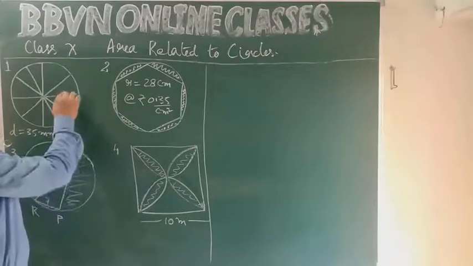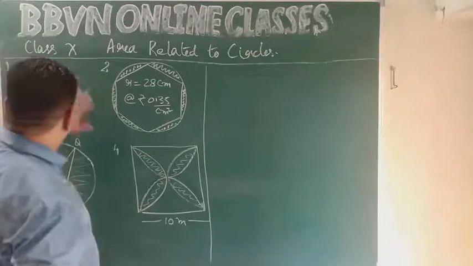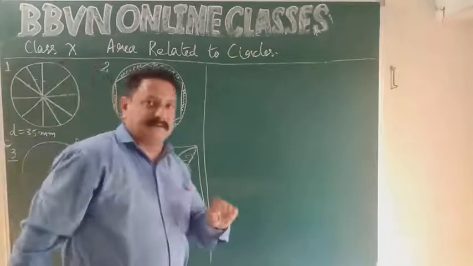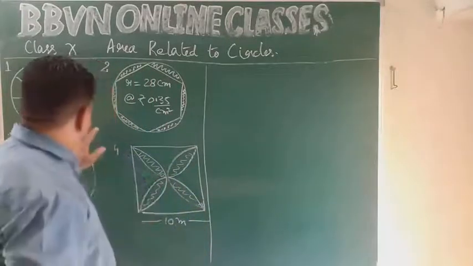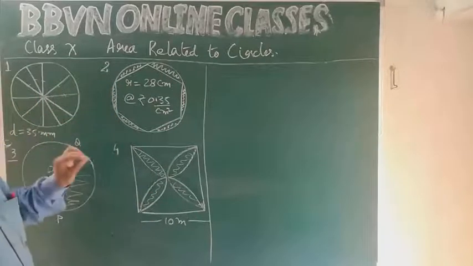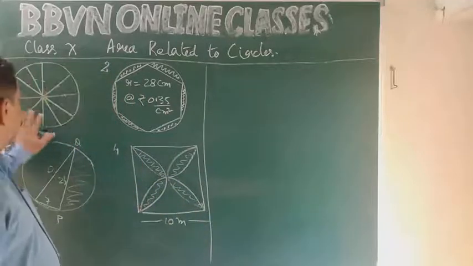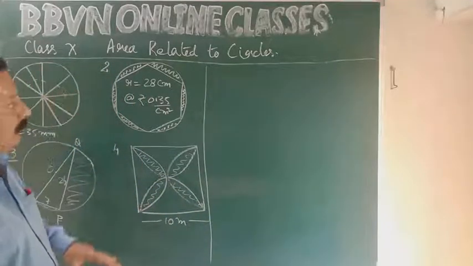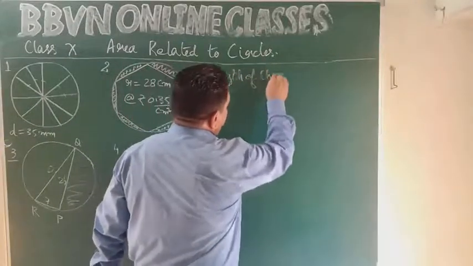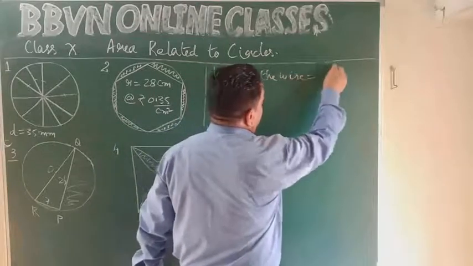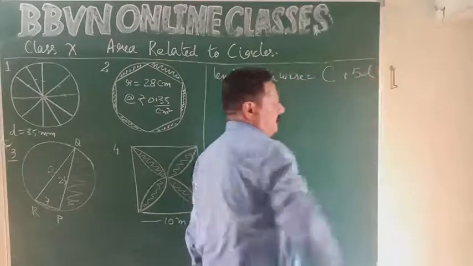Now you see there are 1, 2, 3, 4, 5 diameters. Now this entire circular pattern is divided by 5 diameters into 10 sectors, right? The question says find the area of each sector. Also find the total length of the wire that has been used in making this design. So the entire length of the wire is equal to circumference C plus 5 diameters, right?